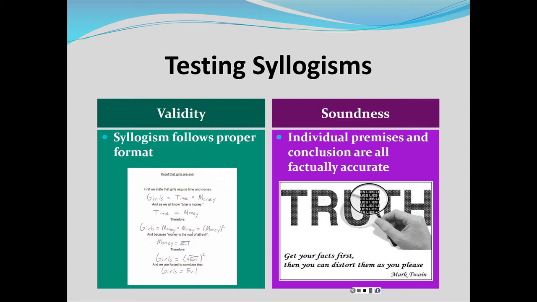Sometimes people will try to feed us things that are in the proper format, they're valid, but they're not sound. That is, they're not actually factually accurate information. Usually there's some kind of mistruth or half-truth to them, and so we have to be able to unpack that as well. So when we're testing our syllogisms, these are the two main things we're going to be looking for.